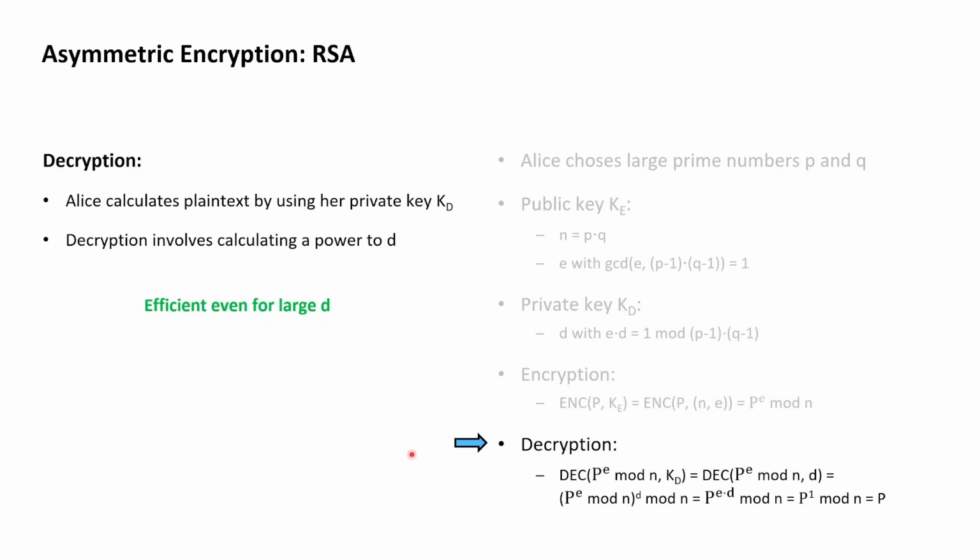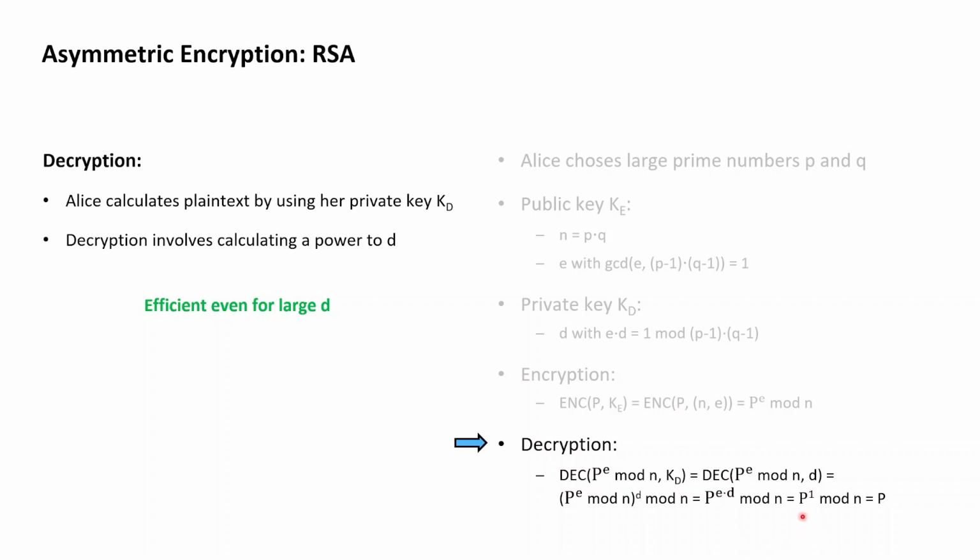Alice, who now receives a ciphertext from Bob, can recover the plaintext by making use of her private key and by simply calculating the received ciphertext to the power of D, her private key. This calculation of the ciphertext to the power of D, if we look at the arithmetics, results in a calculation of the plaintext to the power of the product of E and D, which, due to the choice of D, we know to be ultimately 1.